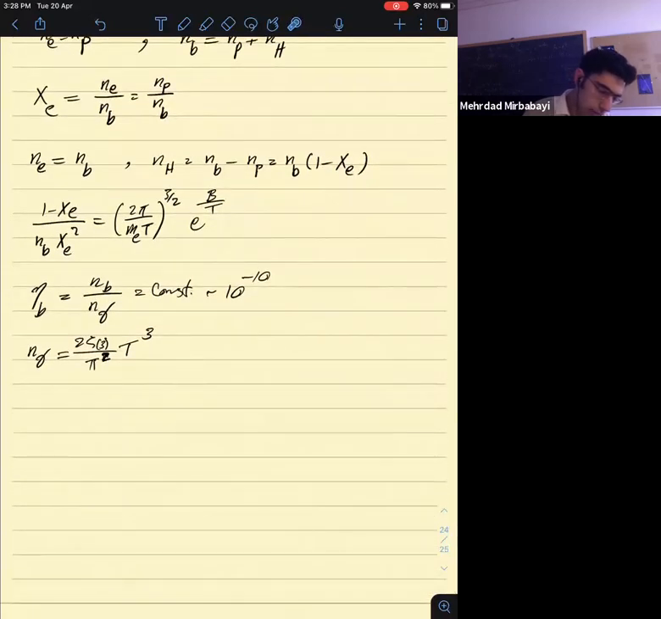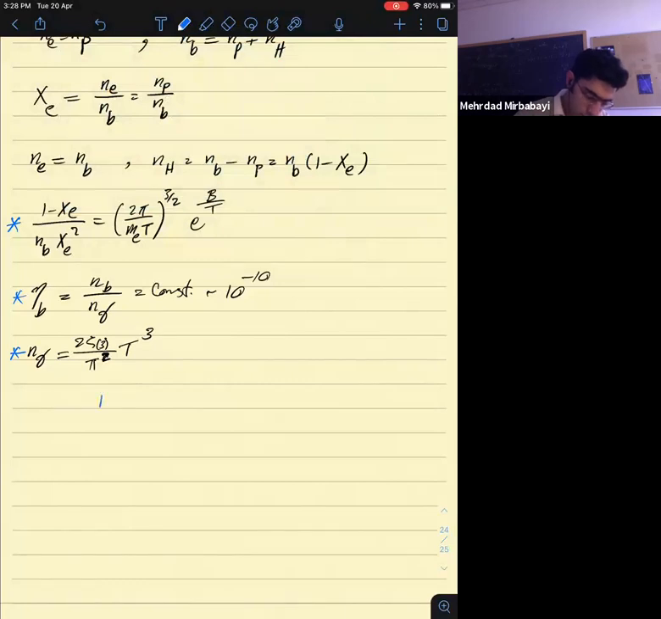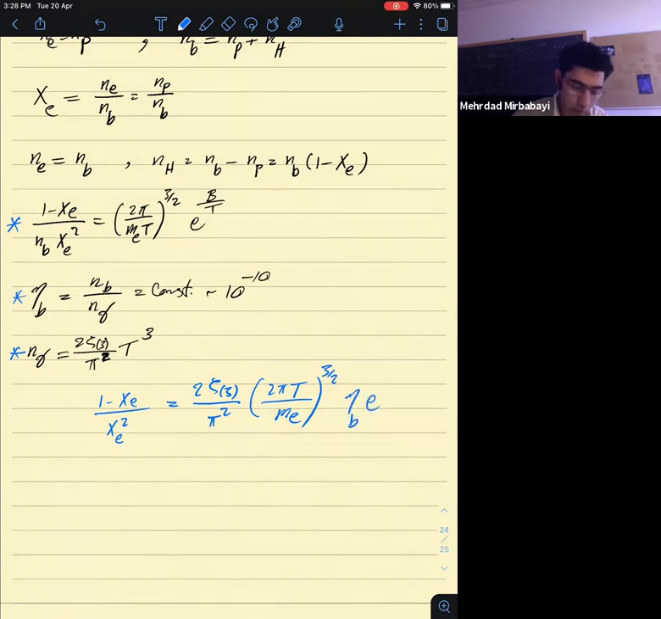Okay, so now we can combine these three equations to find that (1 - Xe)/Xe squared is equal to 2 zeta(3)/pi squared times (2 pi T/me) to the power 3/2 times eta_b times e to the B over T. The important factor in this formula is the last two factors.